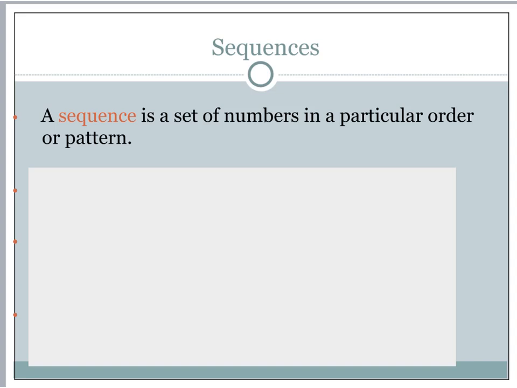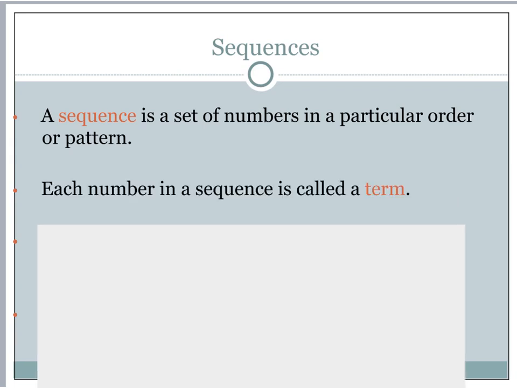First, let's talk about some terminology. A sequence is a set of numbers in a particular order or pattern, and numbers in a sequence are usually separated with commas. We can call each number in the sequence a term.